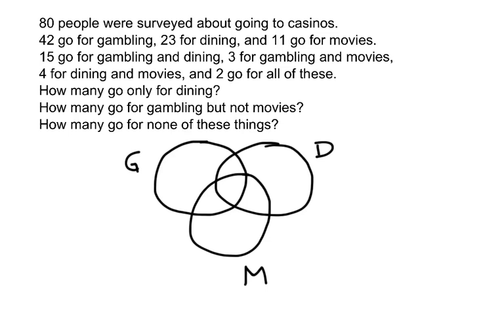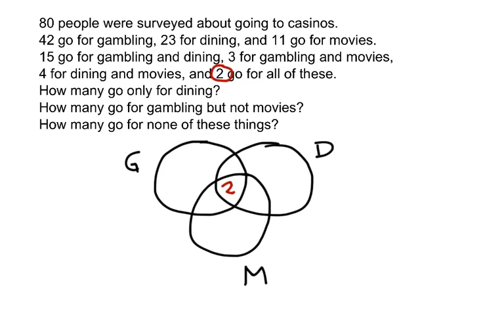Remember, we start with the intersection. So when we have a 3-circle diagram, we want to start in the very middle with the intersection of everything. And we're told that 2 people go for all of these reasons. So the first thing we'll do is put those 2 people in the middle.